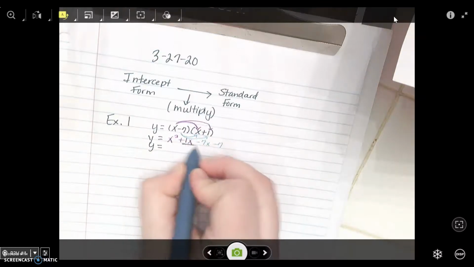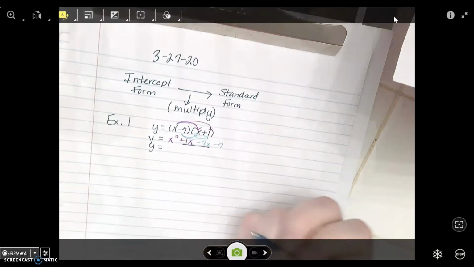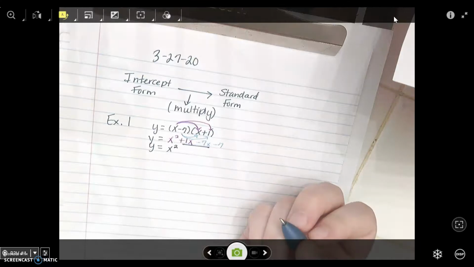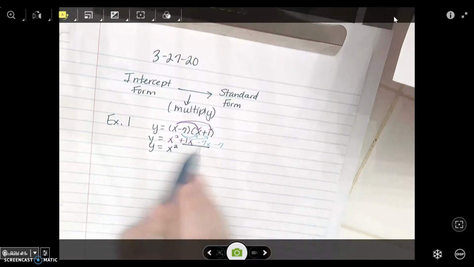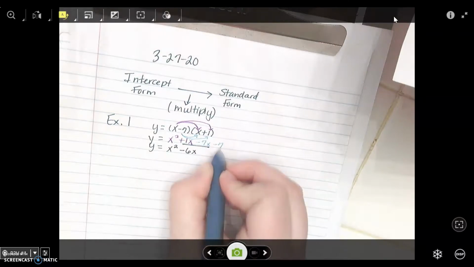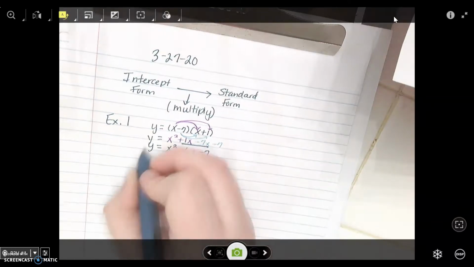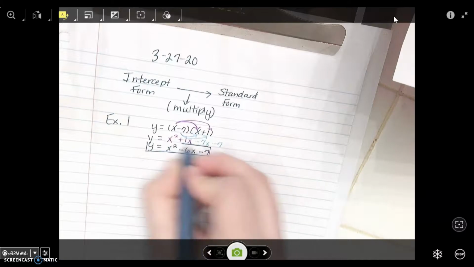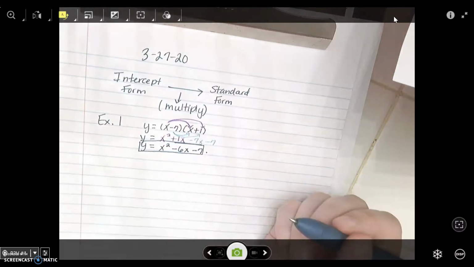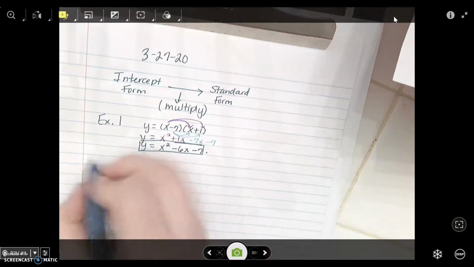Now all we have to do here is combine those middle terms, the x squared and the minus 7. They stay the same. Okay? But 1x minus 7x gives you negative 6x, and then bring down this minus 7, and you're done. You easily went from intercept form to standard form. Quick and easy. Okay, let's do another example.